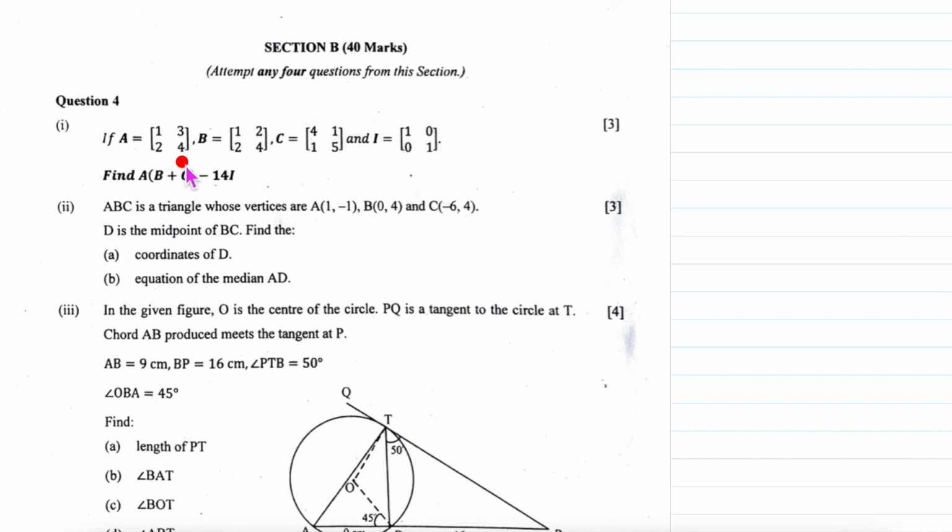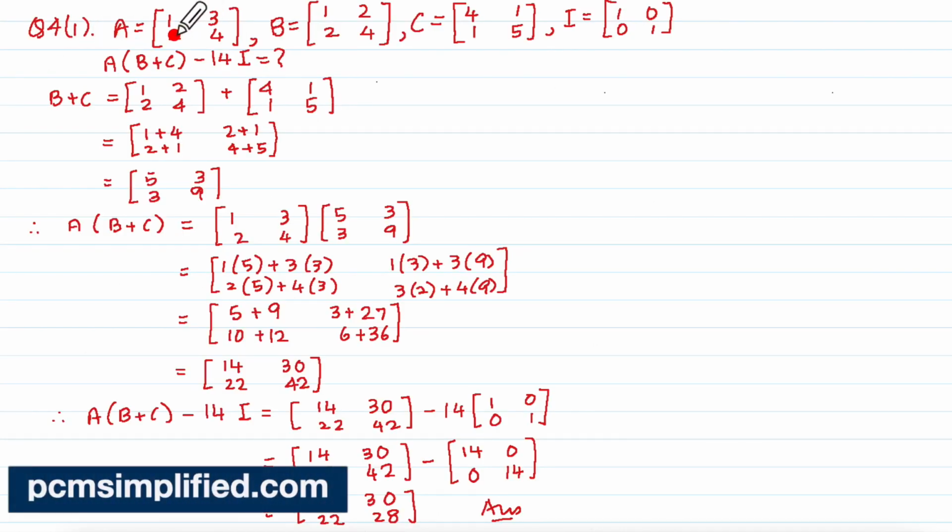If A is a matrix like so, B is a matrix like so, and C is a matrix like so, and I, which is the unit matrix, which is like so, then find this. Now let us see how we write it down. So let's look at the solution.